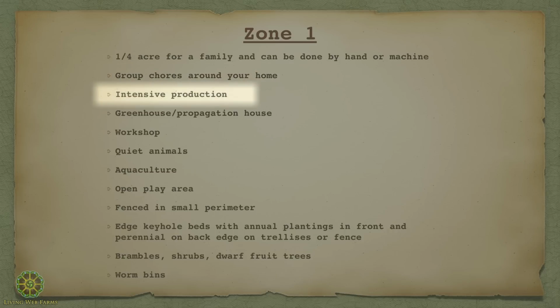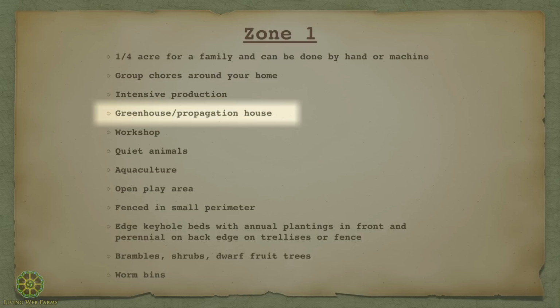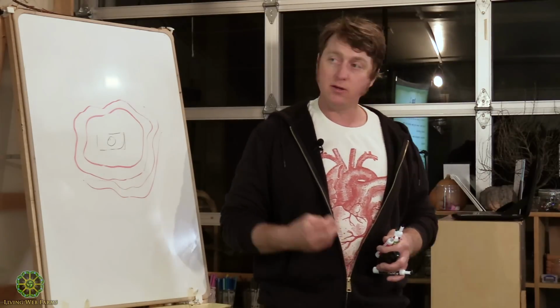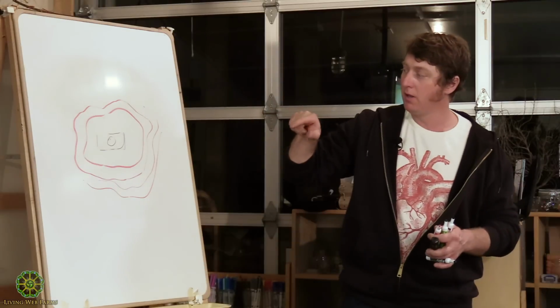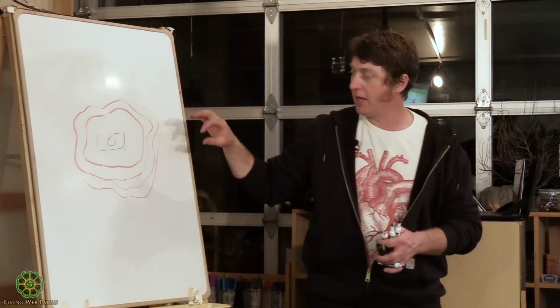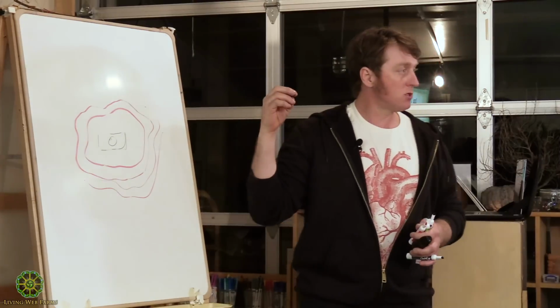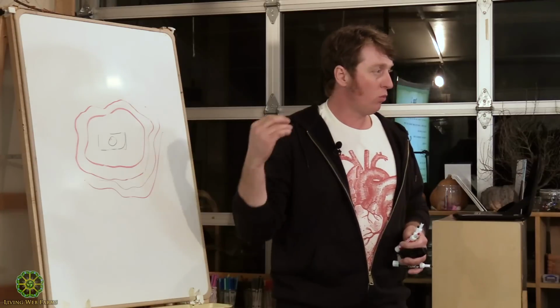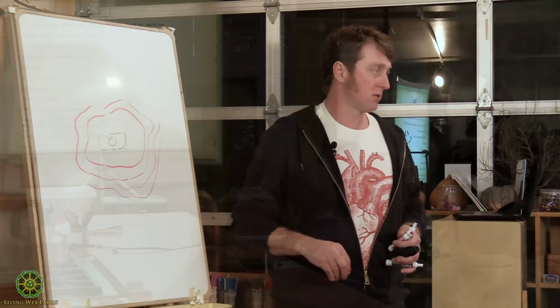Zone 1 is going to be your intensive culture. This is where you want your greenhouse, obviously on your south side. This is where you're going to want your propagation house. I mean, it could be the same thing. That's your genesis, your seed, your fertility bank, building that up, and then your propagation house is so important because we want to be self-sufficient, so we need a spot to propagate plants.